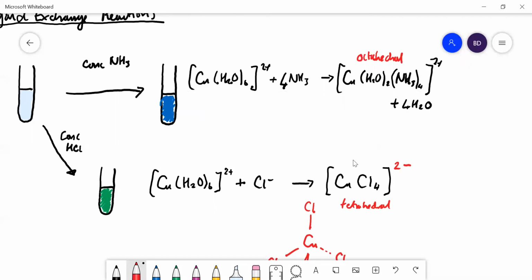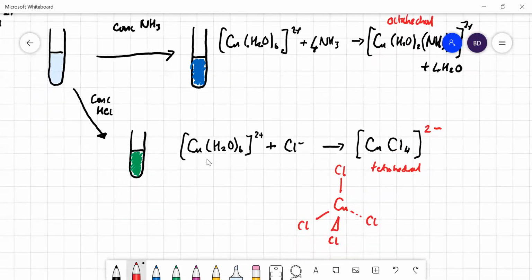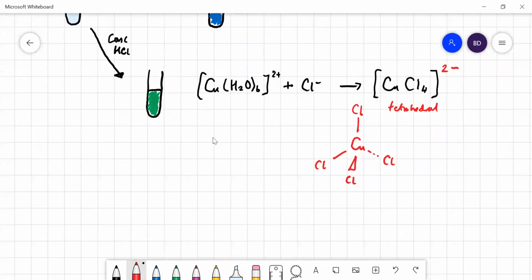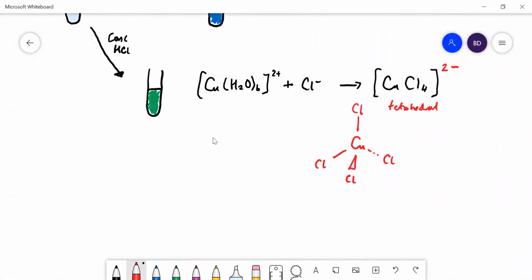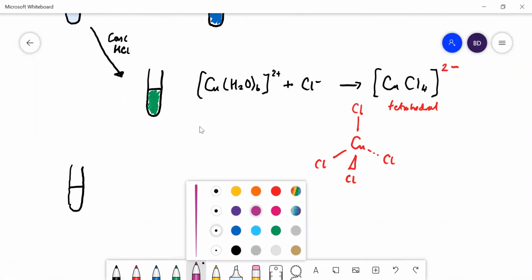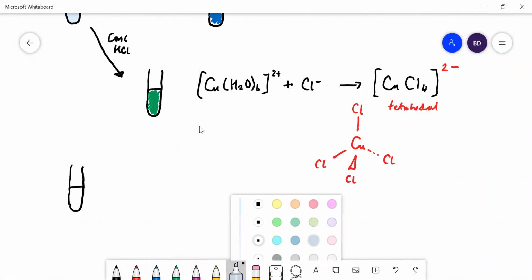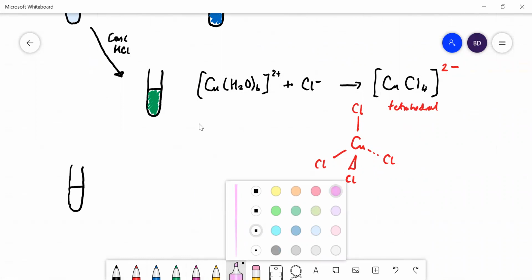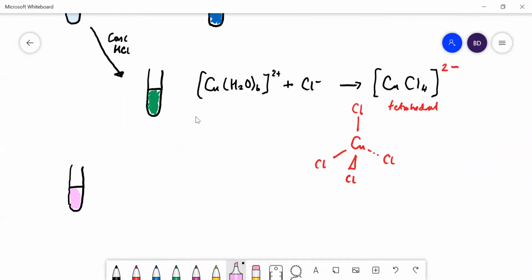I think one other ligand exchange reaction you should know about is cobalt. It's very similar to copper. So cobalt 2 plus is a really nice pink color. So you get a test tube of cobalt 2 plus. Pink, we need a pale pink really. Okay, yeah, that is more or less the exact color it is. That's cobalt 2 plus. This is the hexaqua complex, so 6 waters.